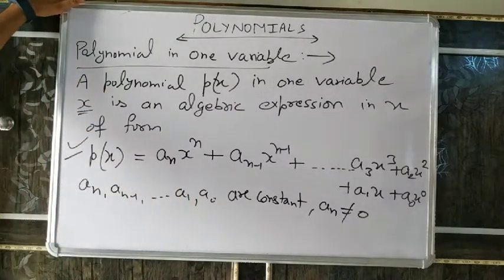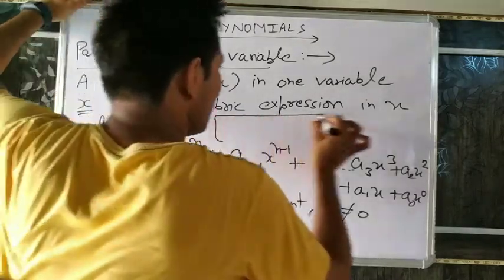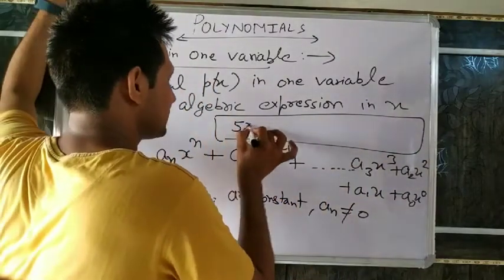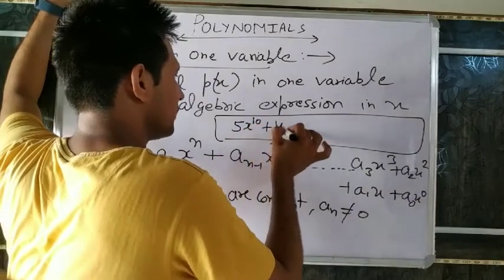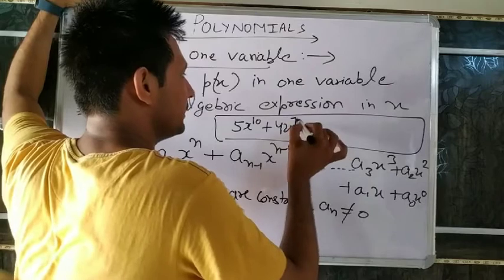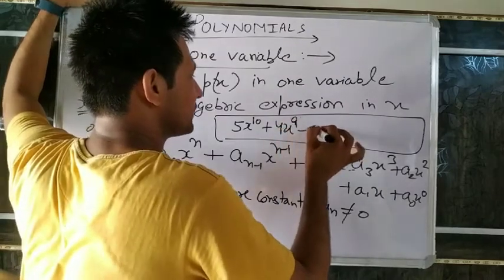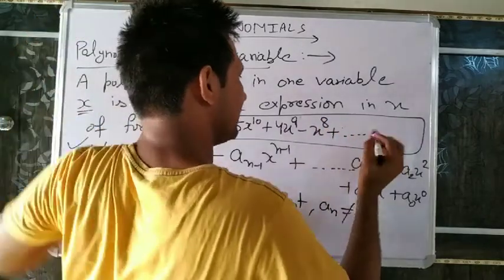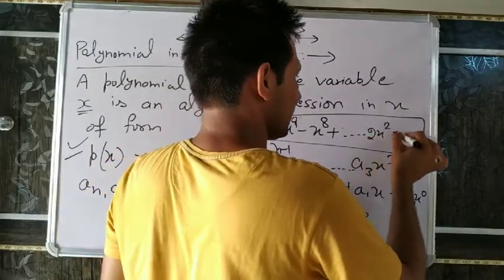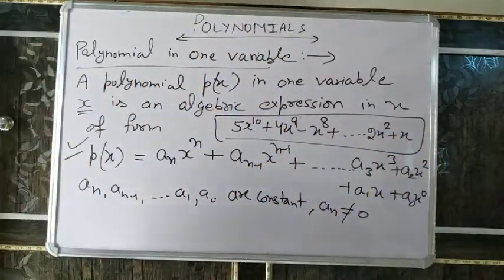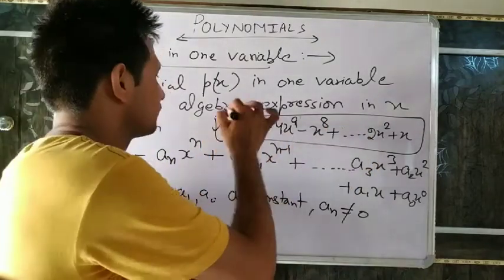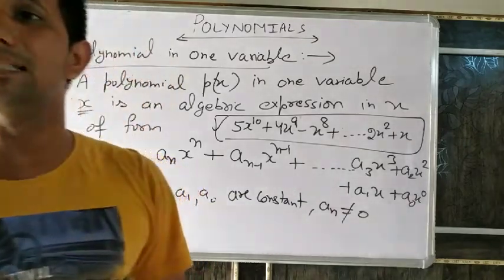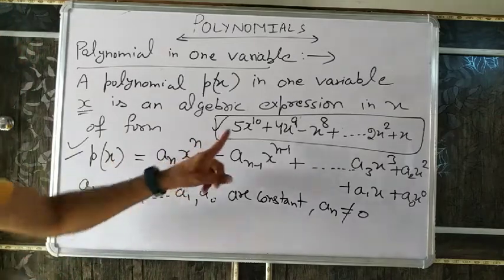Suppose you want to write any polynomial, like this one: 5x raised to the power 10 plus 4x raised to the power 9, plus minus x raised to the power 8 plus dot dot dot, and in the last 2x square plus x. So, is it also a polynomial or not? Yes, it is a polynomial. What is a polynomial? A polynomial is an algebraic expression having one or more terms.